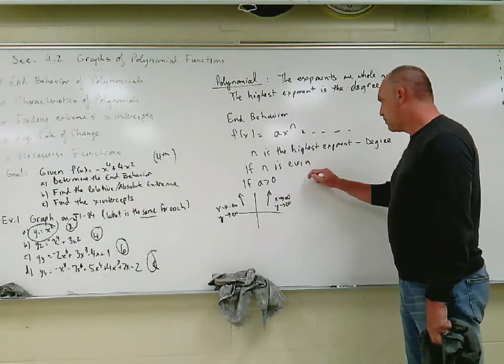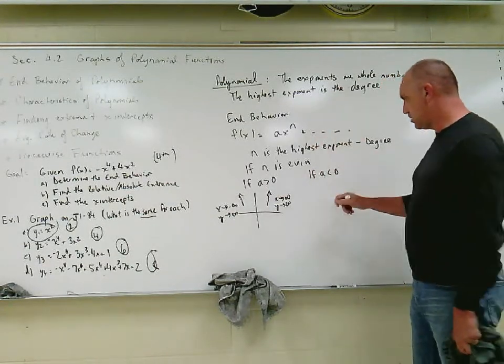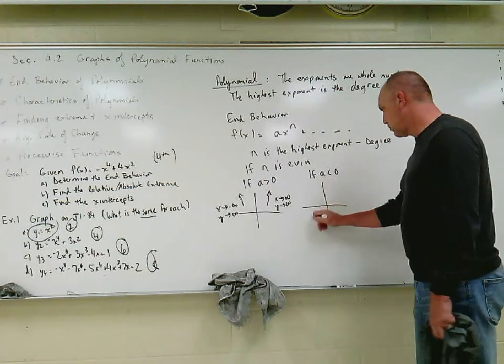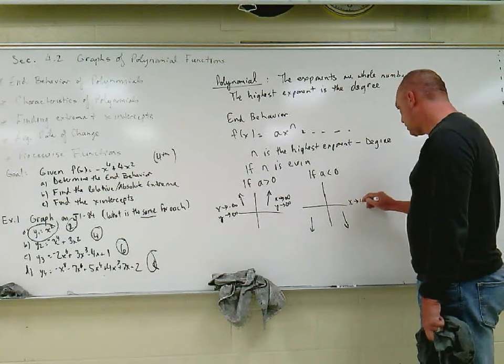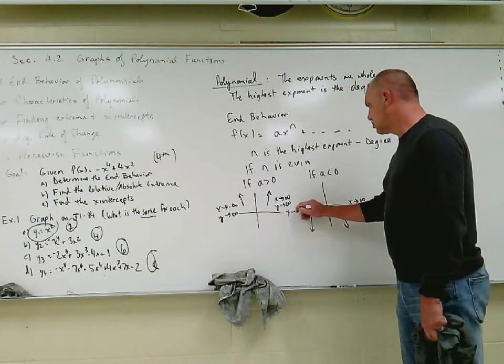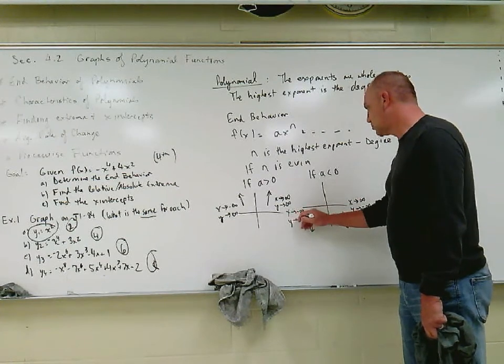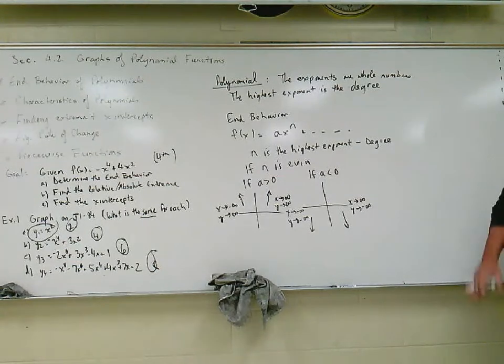And if a is less than 0, so the number in front is negative, we saw that it went down like this. X goes to infinity, y goes to negative infinity; x goes to negative infinity, y goes to negative infinity. And that's always going to happen. So the largest exponent in that term tells you the end behavior.